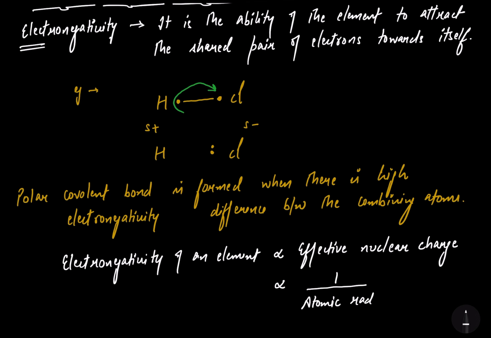Less the atomic radius, the smaller will be the atom, stronger will be the effective nuclear charge, and hence more will be the electronegativity, and hence finally more will be the ability of an element to attract the shared pair of electrons towards itself. So we are having higher chances of formation of polar covalent bond.